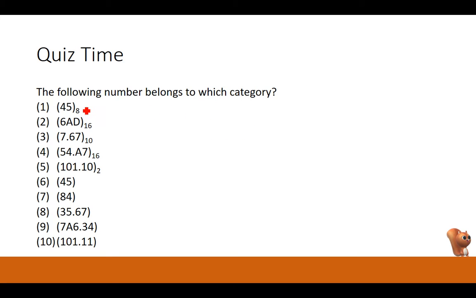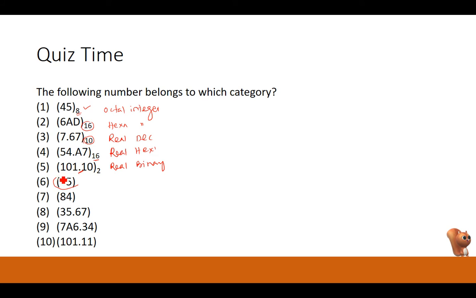Let us check this out. 45.8 base 8. So what is that? This is called an integer octal number, because the base is 8 and it is an integer number. There are no decimal places. Similarly, this is a hexadecimal integer number. This is a real decimal number, or decimal real number. Here it is a hexadecimal number, but a real hexadecimal number. This is a real binary number, real binary because a decimal point is there.